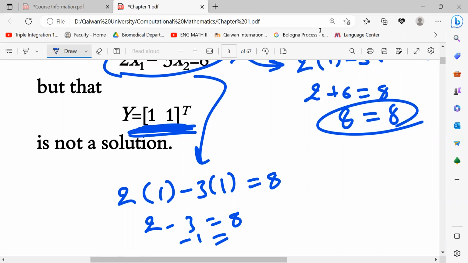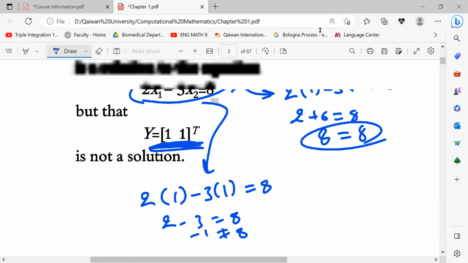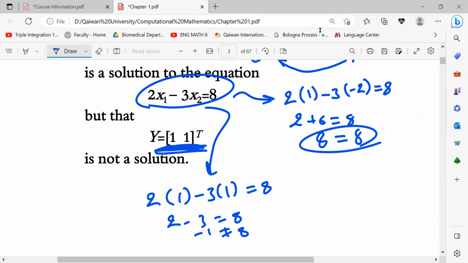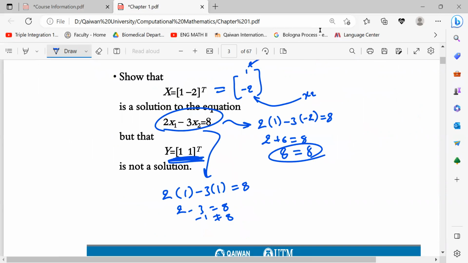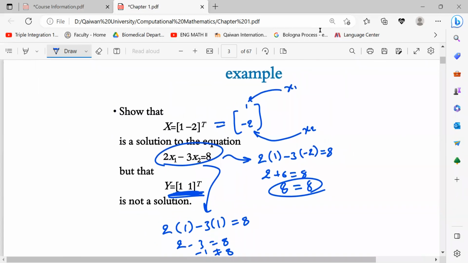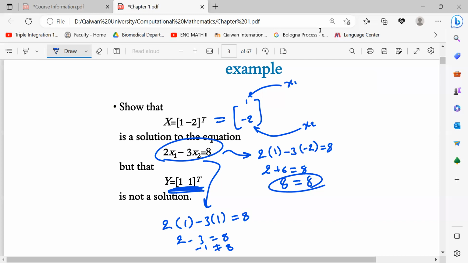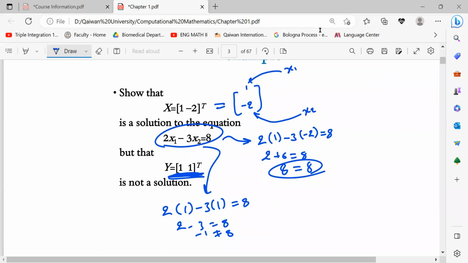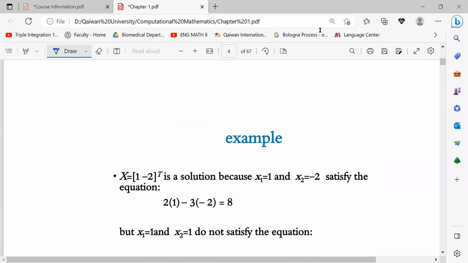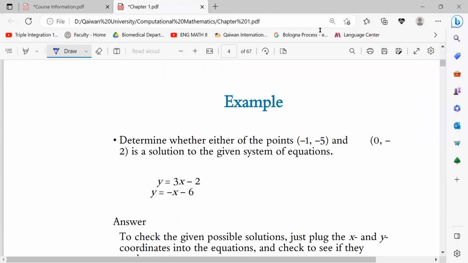So -1 doesn't equal 8. That means 1 and 1 is not a solution for that equation. And that's how to check whether a set of values is a solution for a linear equation or not. That's the solution for the above example.